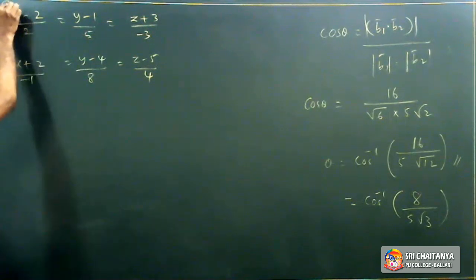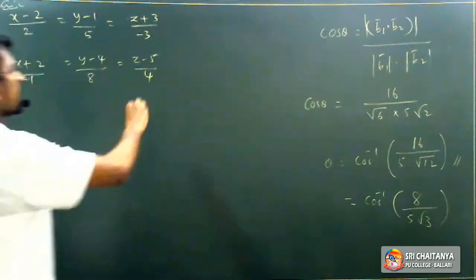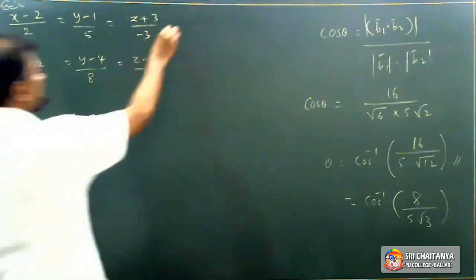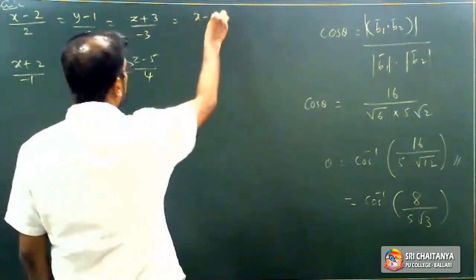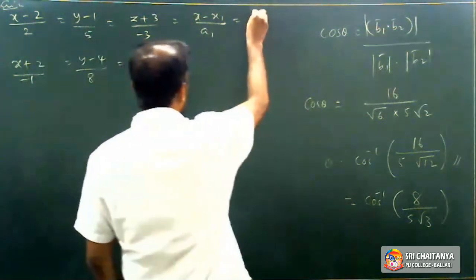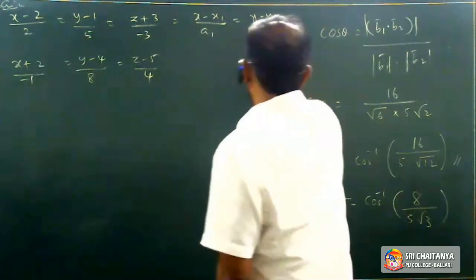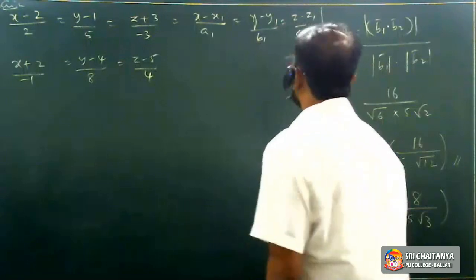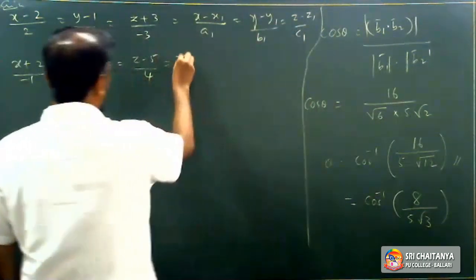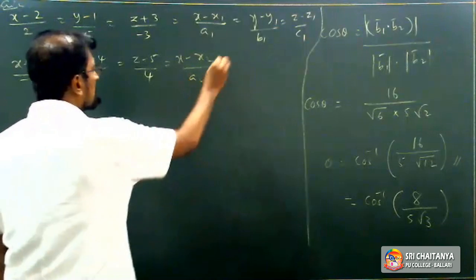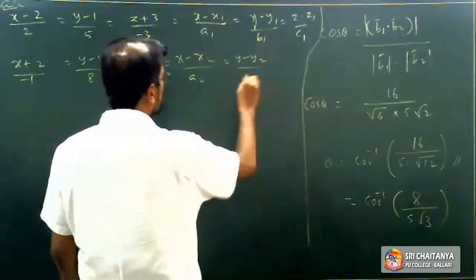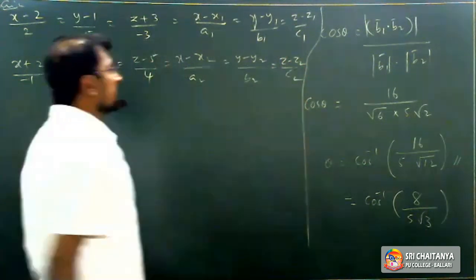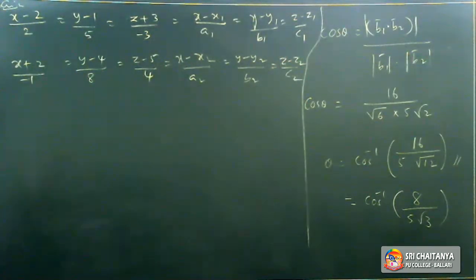So you should write: given lines, comparing with x minus x1 by a1 is equal to y minus y1 by b1 is equal to z minus z1 by c1, right? And here also x minus x2 by a2 is equal to y minus y2 by b2 is equal to z minus z2 by c2. You compare these two lines with the given lines.